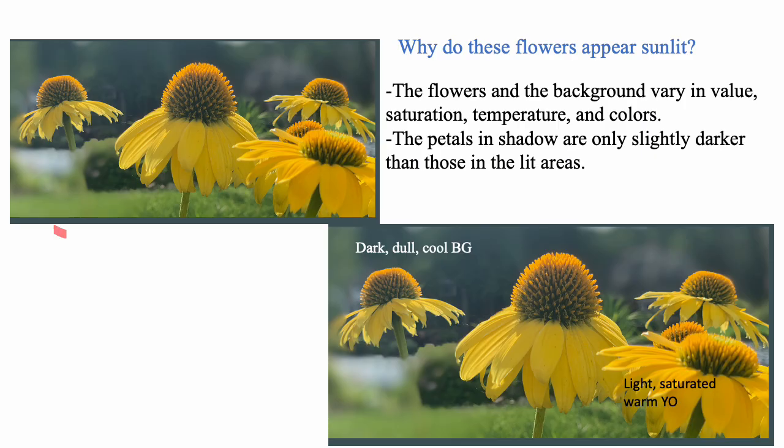Why do these flowers look sunlit? Well, the background is a dark, dull, cool blue-green, while the flowers are light saturated, warm, yellow-orange. So there are differences in value, saturation, temperature, and colors. Now, the petals and the shadows are only slightly darker than those in the lit areas, but it still looks like a sunny day because of all these other contrasts.